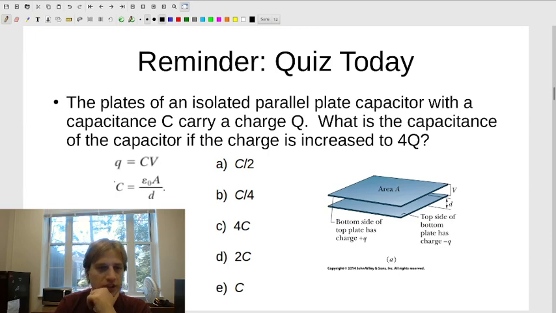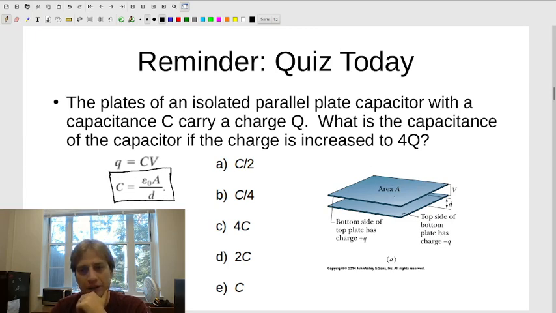Well, let's take a look at the formula for the capacitance of a parallel plate capacitor. What does it depend on? Well, it depends on the area of the plates, and it depends on how far apart those plates are. That doesn't depend on how much charge is on the top and bottom plate. So in this case, if we increase the charge to 4Q, the capacitance is still going to just be C. All right?